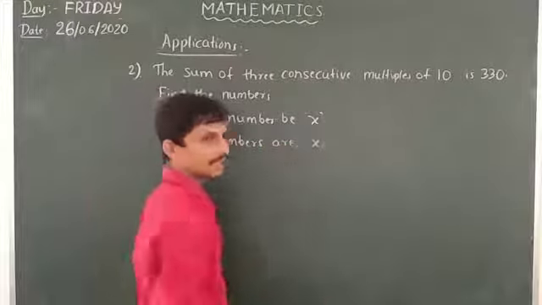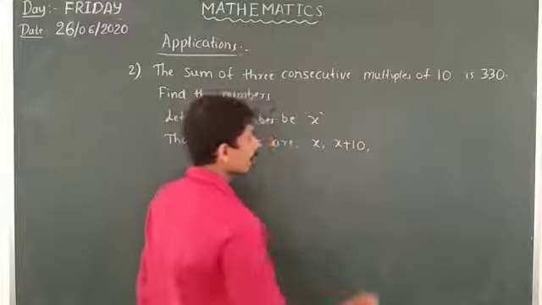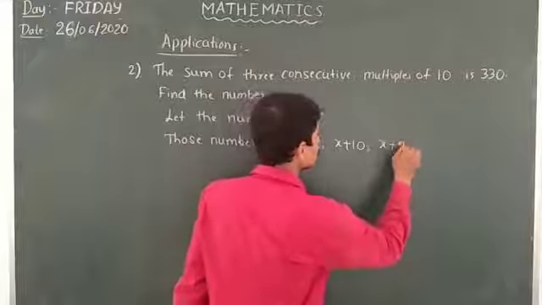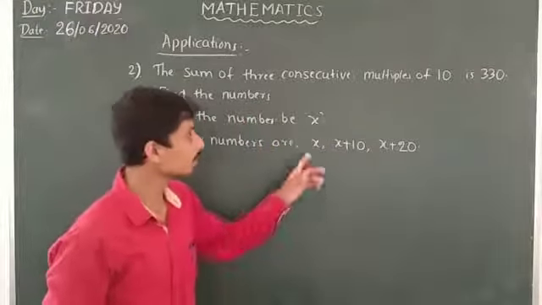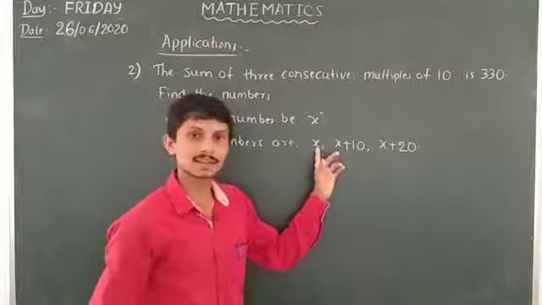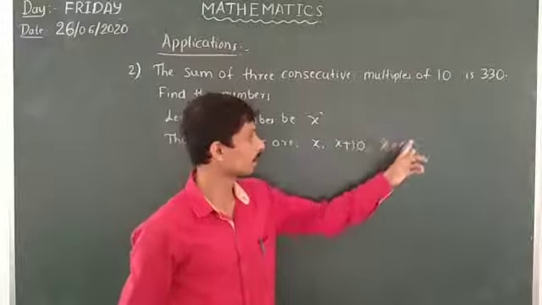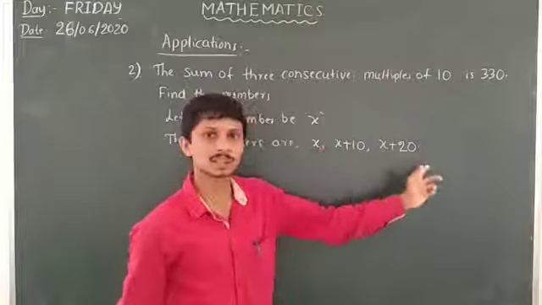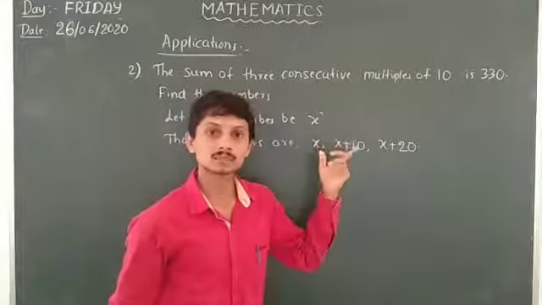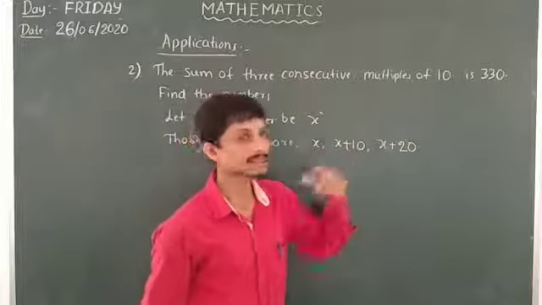Those numbers are x. Firstly x here, then x plus 10, then x plus 20. It means those are the consecutive multiples of 10 here. So x is there, then we have to add 10 to this, and we have to add 10 to this. That means x, x plus 10 and x plus 20 are the 3 numbers. After the addition, we got the answer 330.